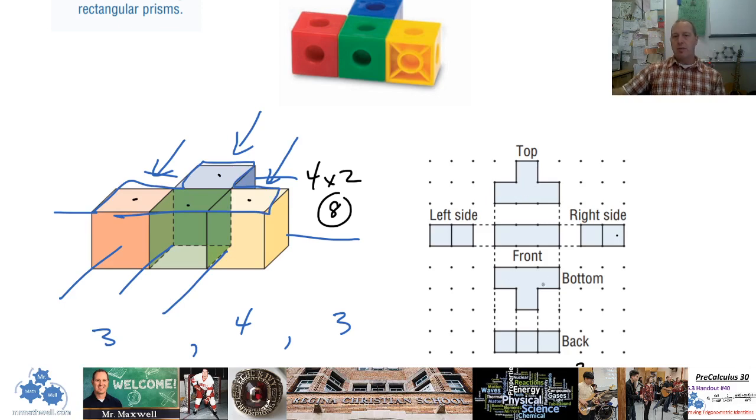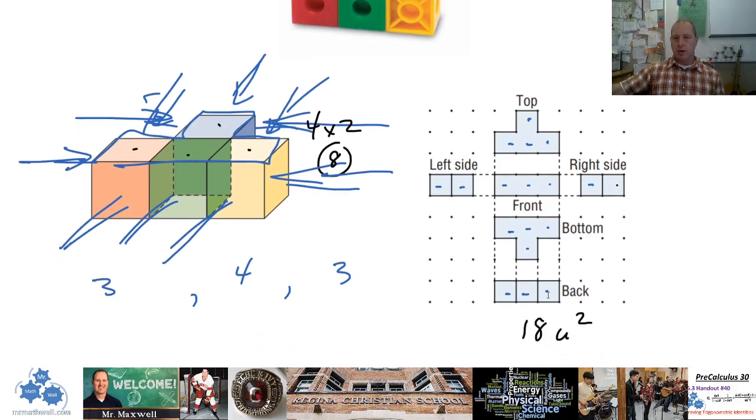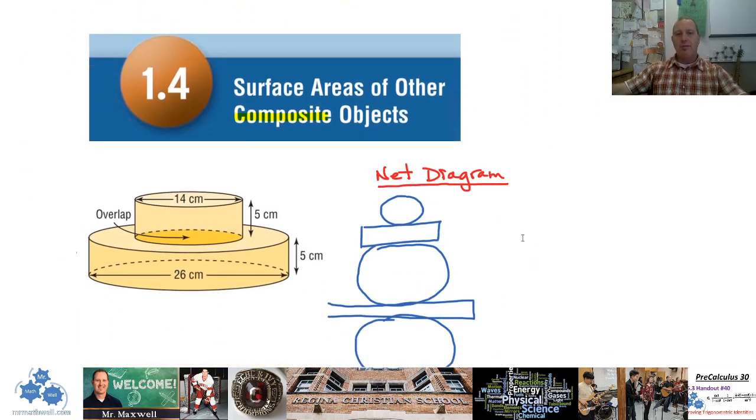The bottom is going to be the same, so we've drawn 1, 2, 3, 4, 5, 6, 7, 8. The front here would be these 3 on the front, so 1, 2, 3, right? The left side shows 1 and 2, and the right side shows 1 and 2. And then the back side would show the 1, 2, 3. So you can draw net diagrams. If you count those all up, you get 18 units squared as well, okay? So that's a little spatial thinking. It gets a little bit trickier when you have composite objects.